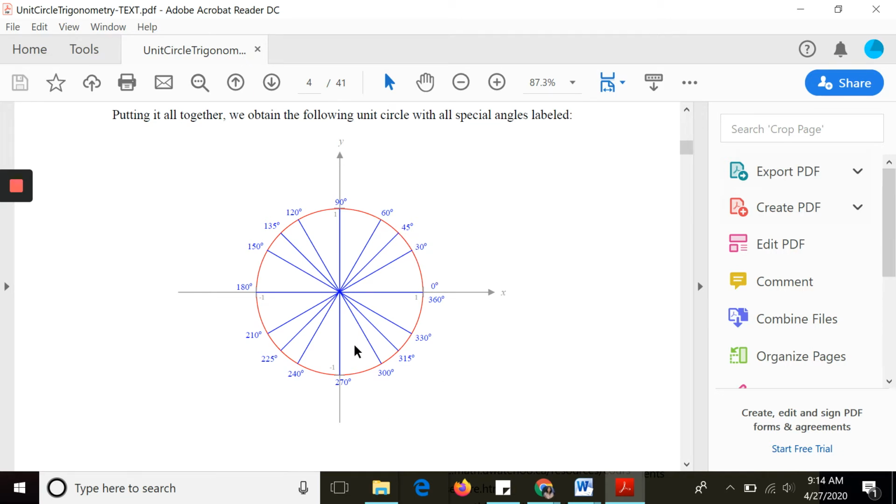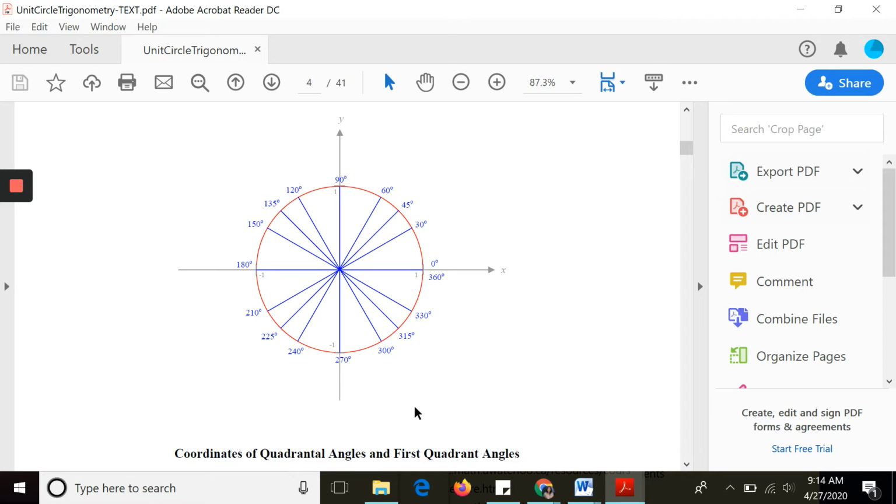So this is the aim of today's lesson, that we try to find out. What I'm going to do is show you how to do it for the first quadrant, and then you have to do the second, third, and fourth quadrants. That will be part of your homework. So that's what you need to do.